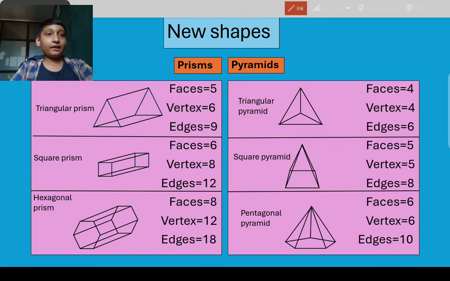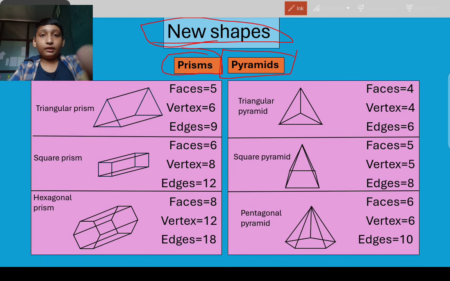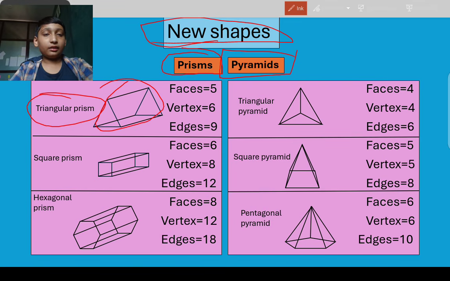Okay, the new shapes. Firstly, we'll study prisms and then pyramids. Okay, first is the triangular prism. A triangular prism looks like this, and yeah, it has a triangle. It has 5 faces, 6 vertices and 9 edges.